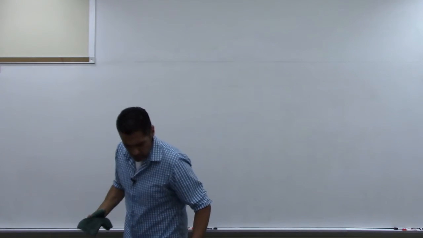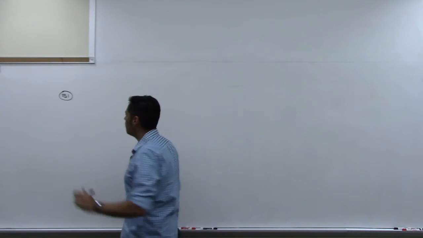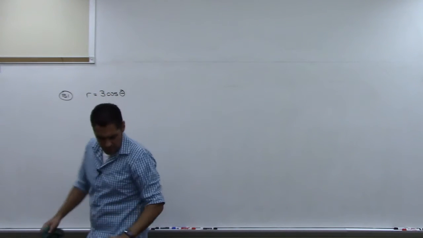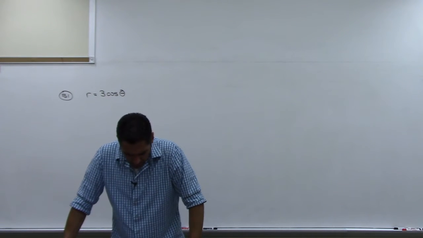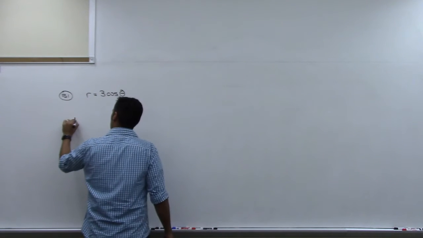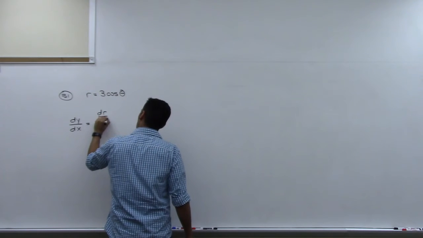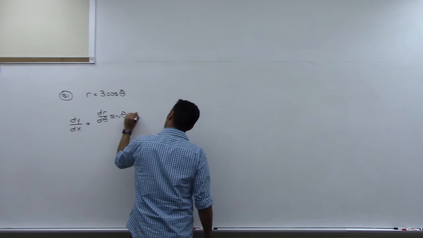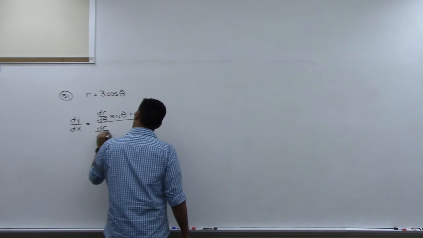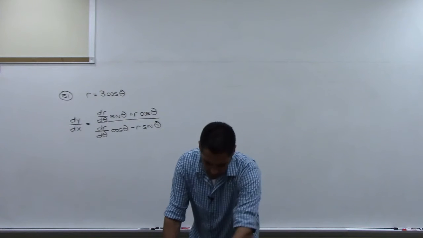All right, number 51. We have the curve r equals 3 cosine theta. And we want to find the points on the given curve where the tangent line is horizontal and vertical. So first we need the derivative. Let's find the derivative. Should have just left that formula up here. Okay, so there's our formula.